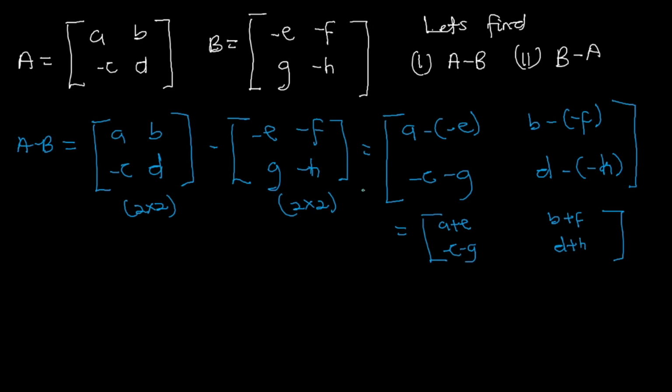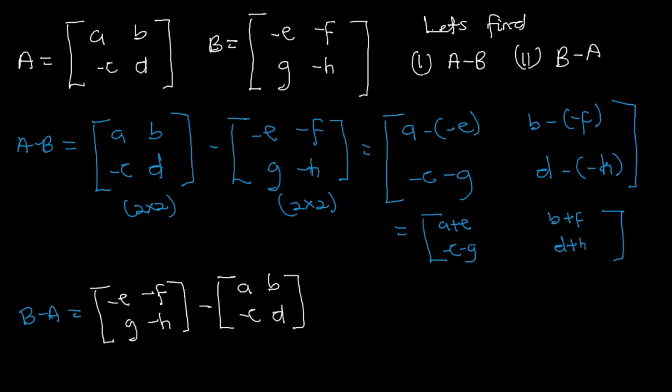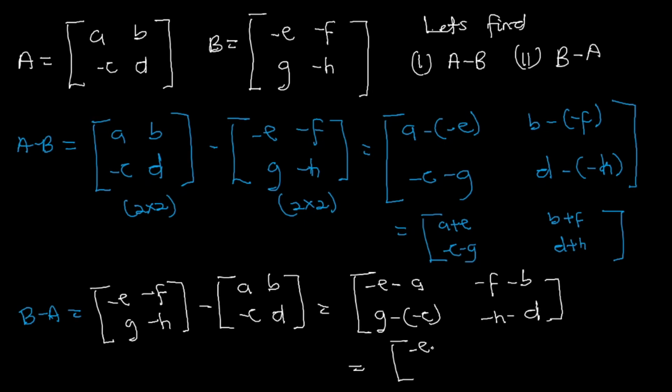as the solution for matrix A minus B. Now let's find matrix B minus A. So B minus A, we have negative E, negative F, G, negative H, then minus matrix A, which is A, B, negative C, and D. So this is equal to, with B coming first, negative E minus A, then negative F minus B, then G minus negative C, and then negative H minus D. If we simplify this, we have negative E minus A, negative F minus B, then G plus C, then negative H minus D.